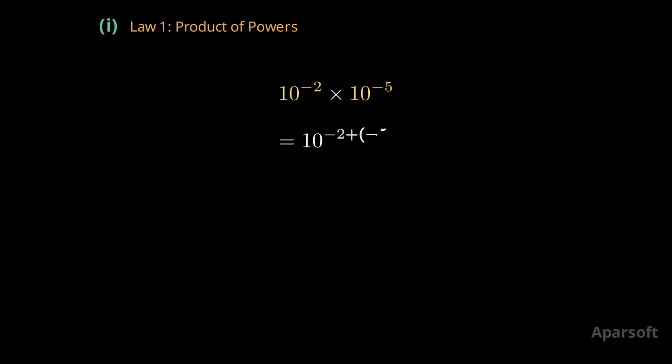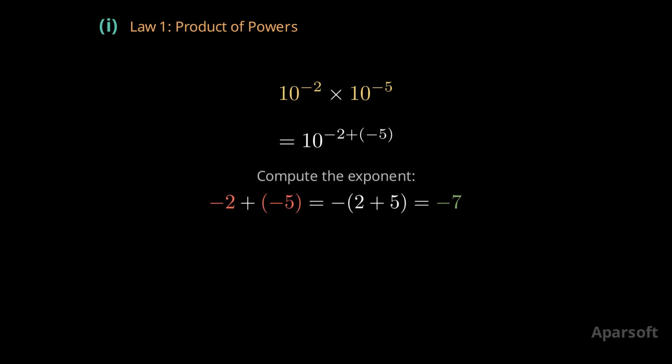But watch out, both exponents are negative. We need negative 2 plus negative 5. Adding 2 negatives gives a bigger negative. Negative 2 plus negative 5 equals negative 7. So our answer is 10 to the power negative 7.